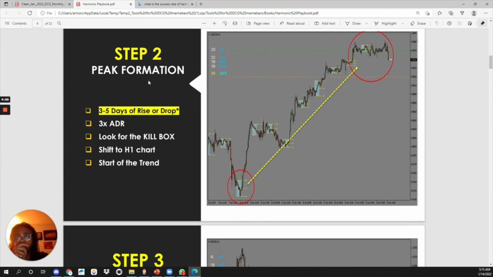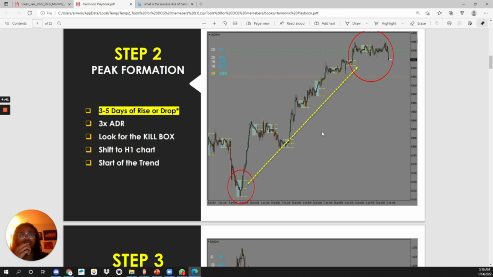Peak formation. So step 2, you have to identify peak formation. For those who don't know, peak formation is the start of a new trend and the ending of an old trend. As you can see in this example, this circle is your peak formation. You see how it was a downtrend and then became an uptrend? This is the ending of the downtrend and the beginning of the new uptrend. And same thing up here, peak formation. It's the ending of this uptrend going into a downtrend.